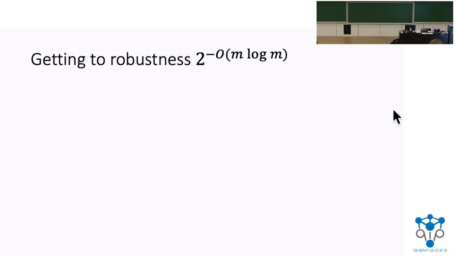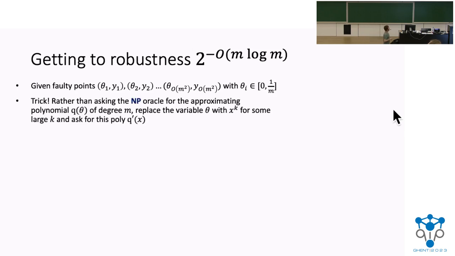Now, that's actually not the state of the art. The state of the art is around 2 to the minus O of m log m, and it uses a simple trick together with this robust Berlekamp-Welch theorem. Which is the following. So remember, I'm just repeating this. What is the input? We're given faulty points and promised that 2/3 of them delta approximate our polynomial. And now here's the trick.